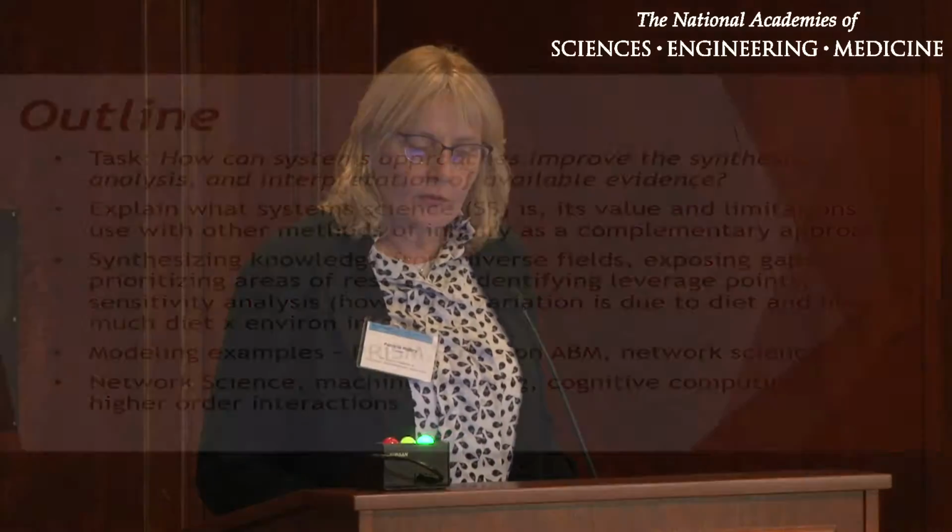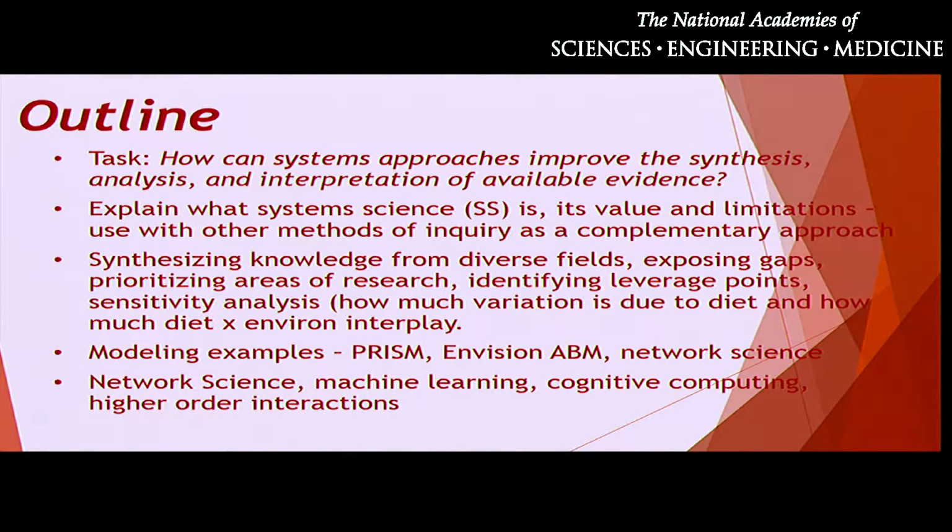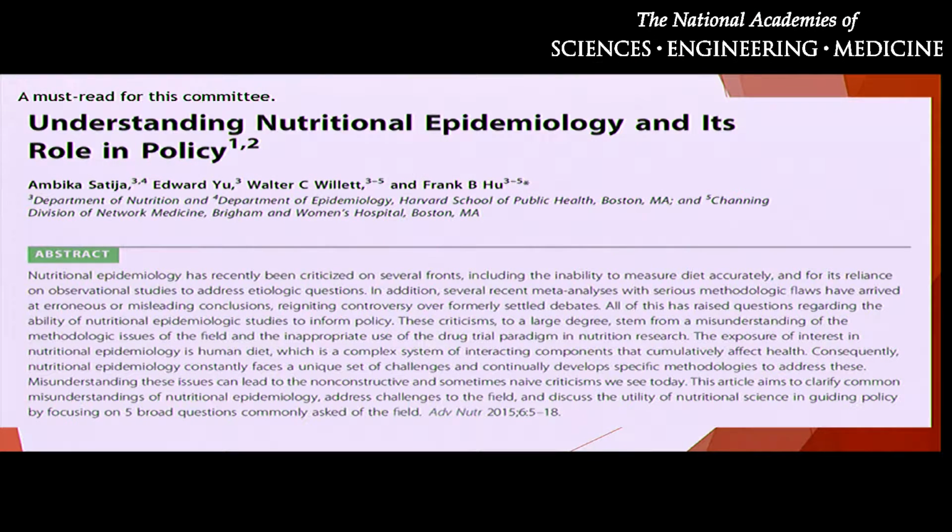So the task I was given is how can system science approaches improve the synthesis, analysis, and interpretation of available evidence? So I'm going to do these things listed below, trying to focus on synthesis, analysis, and interpretation of available evidence, weaving in a little commentary about what I've seen from other folks today. Before I get started, though, I want to let you know that I think you all should read this. You probably have, but I had not before this assignment. And this is one of the 2015 DGAC committee members was Frank Hu, so that's why I thought maybe you all had seen it.